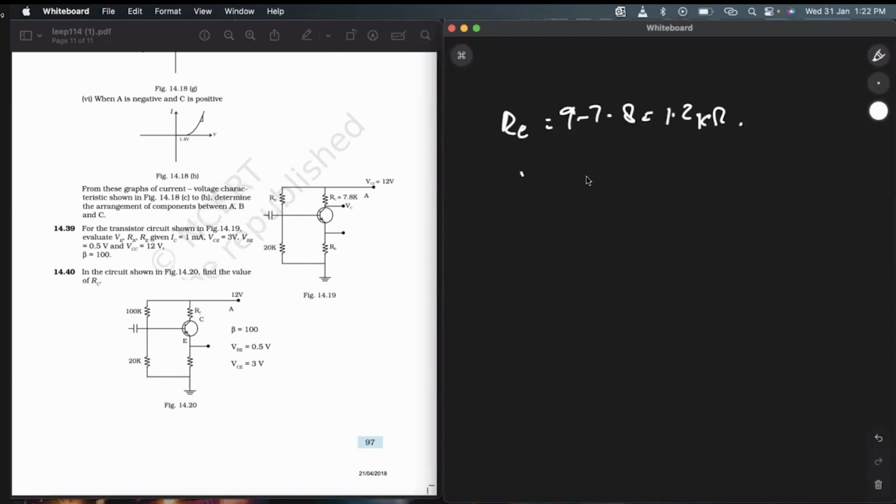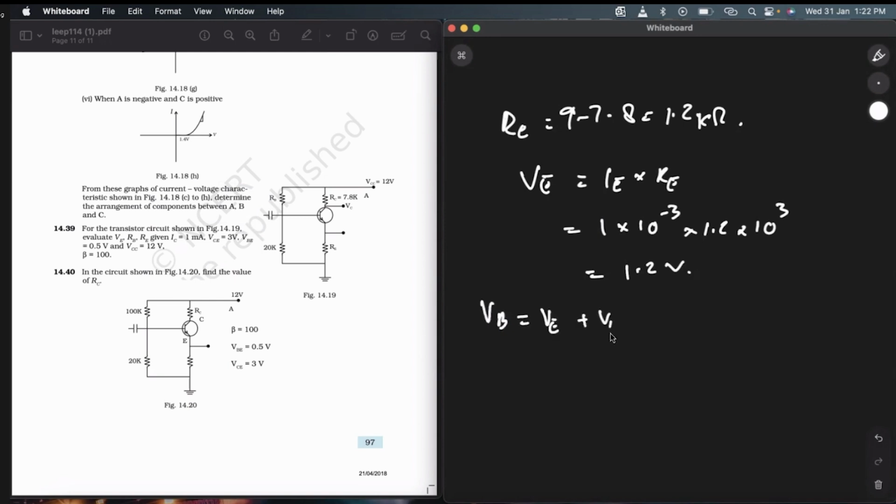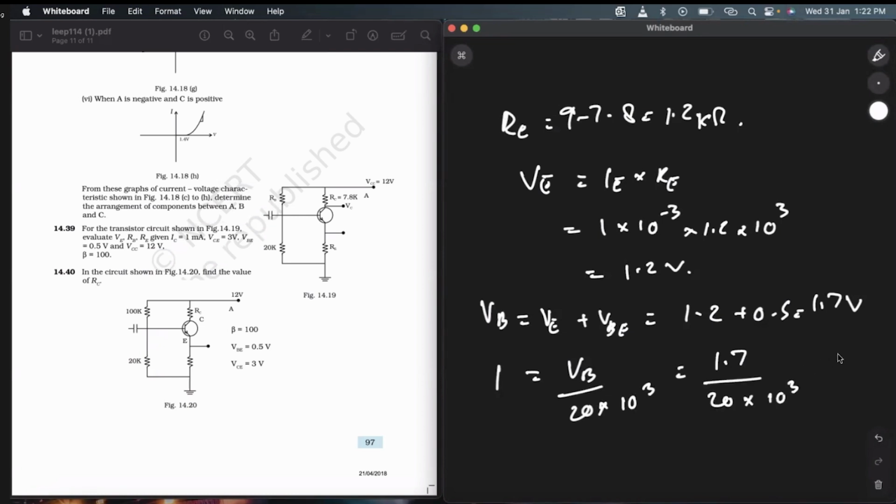ठीक है. VE मैं कहता हूँ IE into RE है. So I can write it as 1 into 10 to the power of minus 3 into 1.2 into 10 to the power of 3. तो ये हो जाएगी 1.2 volt. Now I'll write VB is equals to VE plus VBE which will be 1.2 plus 0.5 which will be equal to 1.7 volts. Alright. Now current I in the circuit में कहता हूँ VB upon 20 into 10 to the power of 3 which will be 1.7 upon 20 into 10 to the power of 3. It will be 0.085 milliampere.